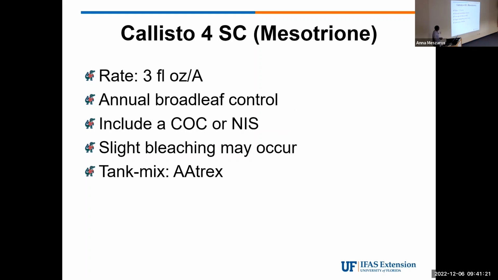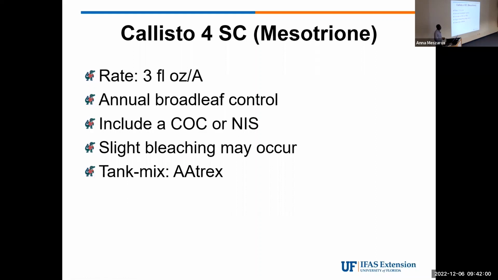And then Callisto again can be used for broadleaf weed control. It's a low use rate. Most of the bleachers that I mentioned are very low use rate products. So you see Callisto is only 3 fluid ounces compared to atrazine that you're applying at 4 to 6 pints. And Callisto is very good for broadleaf weeds. It needs either a crop oil concentrate or an NIS to help. Sometimes you might see some slight bleaching on the corn, but rarely. And a good tank mix partner for it is atrazine or Etrex.